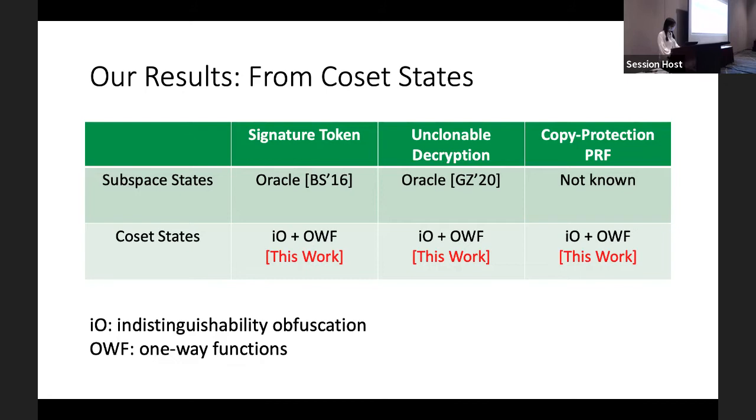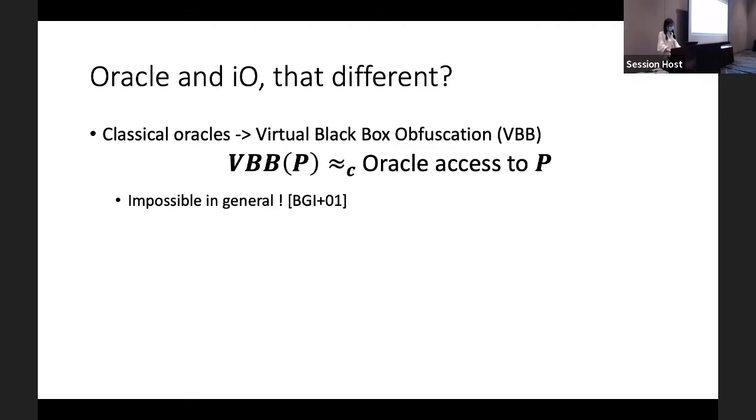So let's further motivate our work. Why should we care so much about replacing the oracles with crypto assumptions? We demonstrate some important differences between the two assumptions. As we mentioned, VBB or oracle is a very strong assumption. It says that an obfuscated program is computationally equivalent to access to an oracle. And in fact, it is shown that it's generally impossible to realize VBB. Basically, that means there will be no VBB obfuscation construction that would work for all circuits.